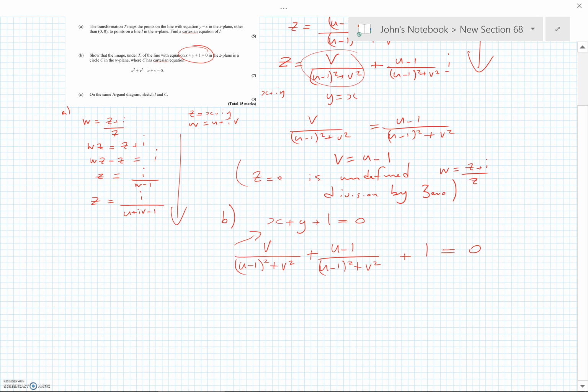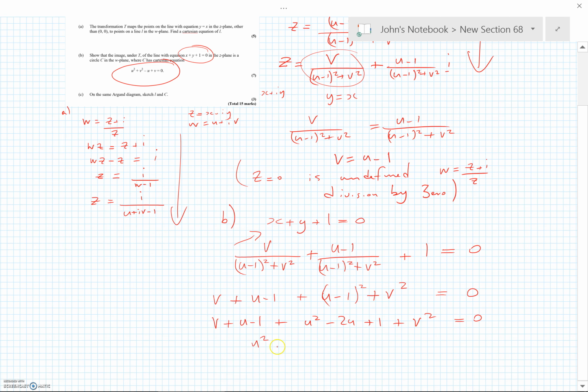So let's just get on with it and multiply it out. v plus u minus 1 plus (u minus 1) squared plus v squared equals 0. Just multiplying out by the denominator. So we have v plus u minus 1 plus u squared minus 2u plus 1 plus v squared equals 0. Are we going to get what we're asked to show here?